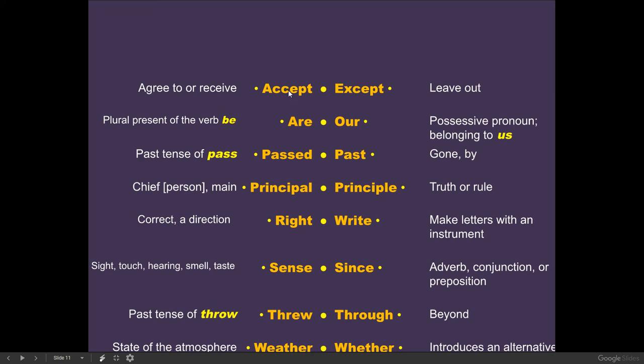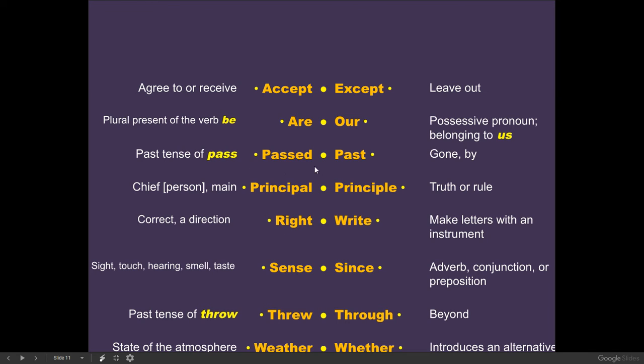So if you accept it, then you are agreeing to it, you're taking it in. Except means you're leaving it out. You must go to the park. Everyone must go to the park except you, except the dog. Okay, so you're leaving it out. Accept is you're bringing it in. Are is a to be verb. We are going. Our is possession for us, our house.